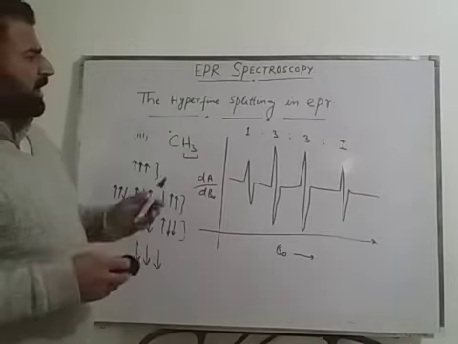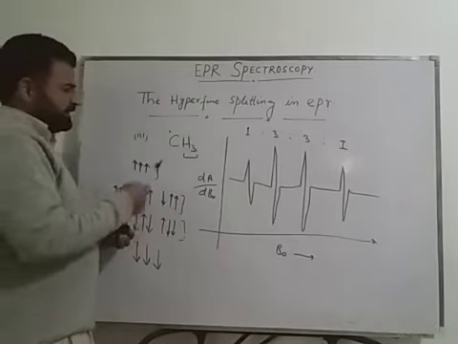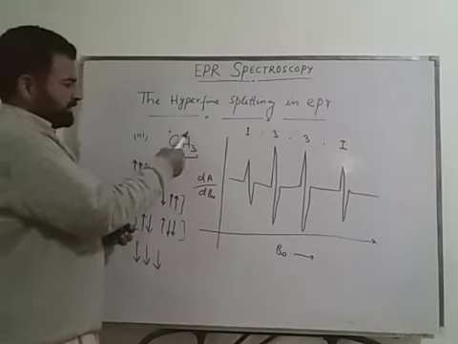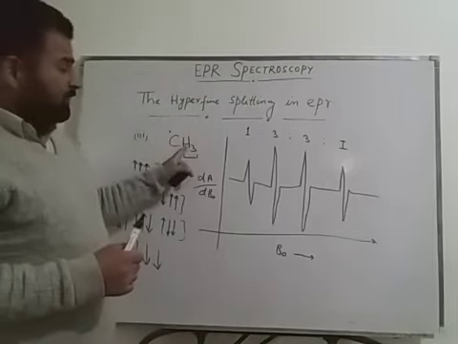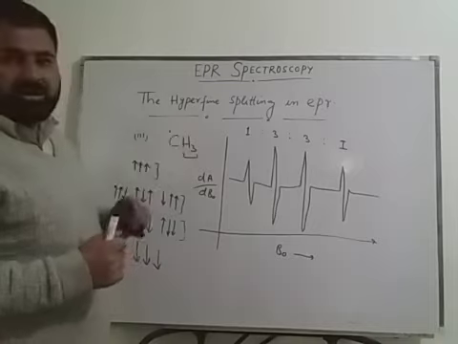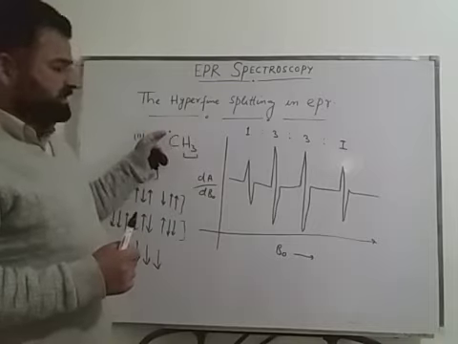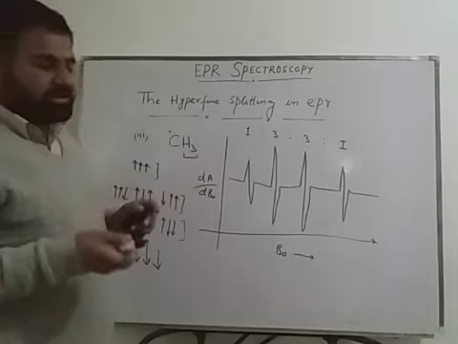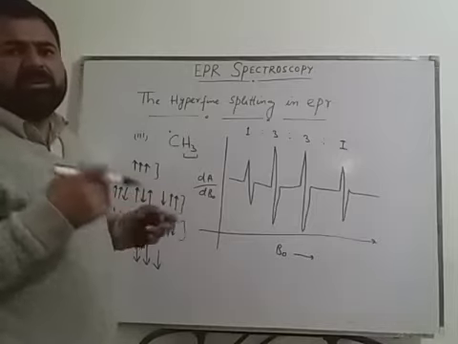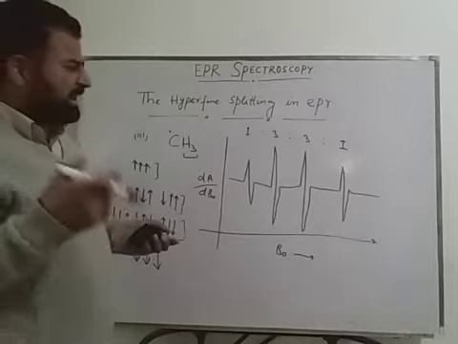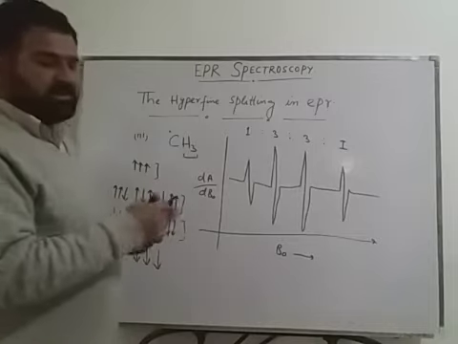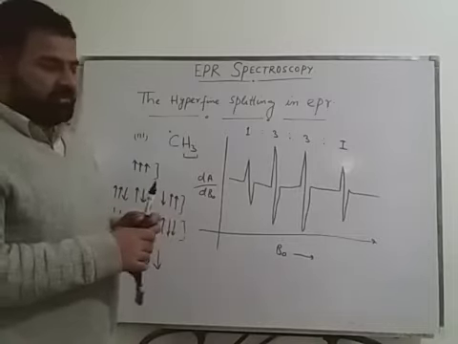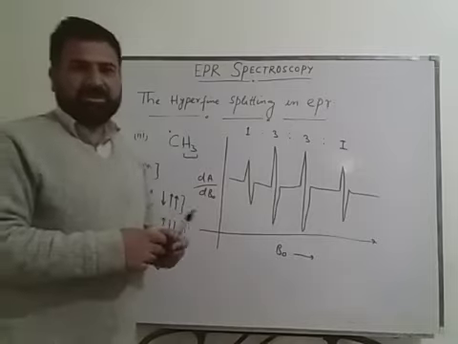Now there can be one more possibility. Here there were three equivalent nuclei. If the nuclei associated with this unpaired electron are not equivalent, they can be of two types, three types, four types, or n types, and how the splitting and the spectrum will be at that time, we will discuss in the subsequent lecture.